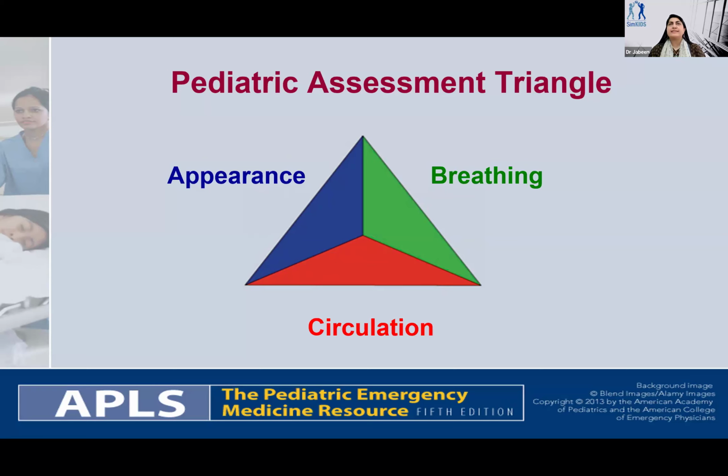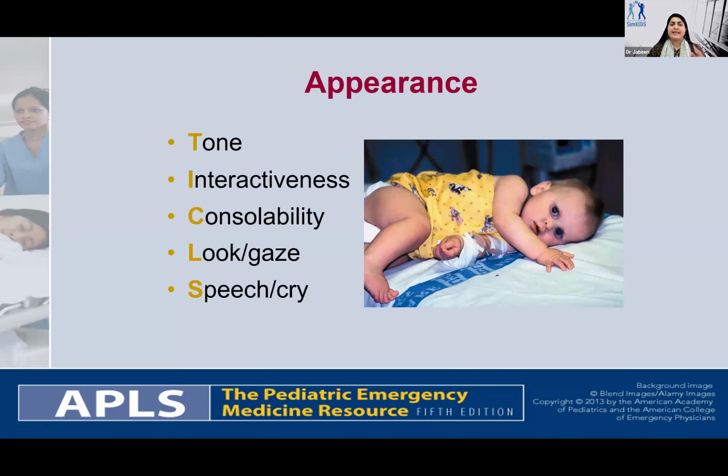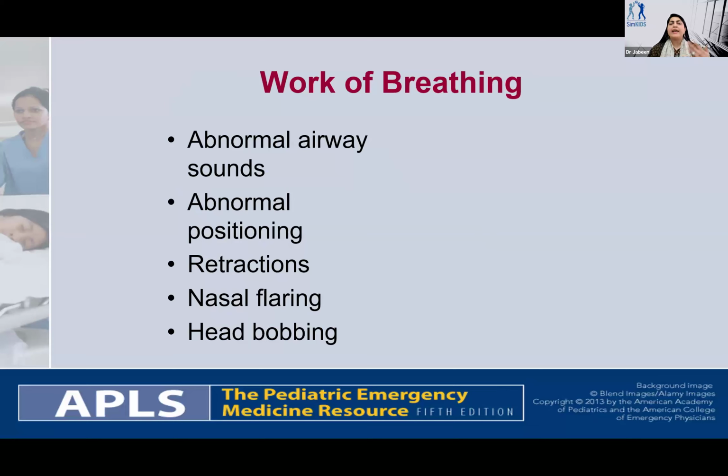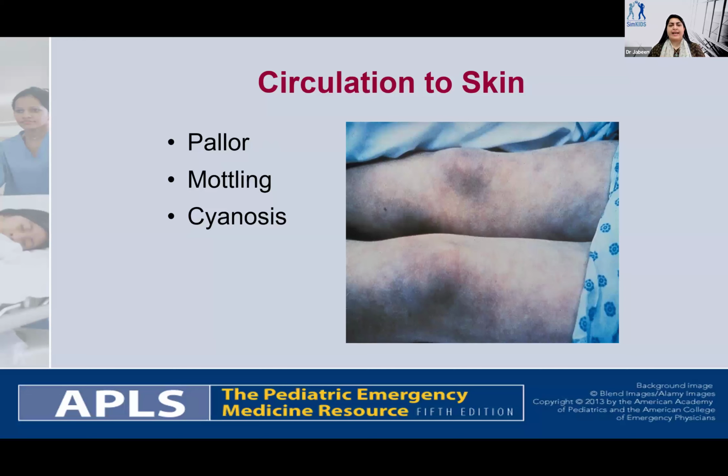Anytime you enter and start assessing a patient, PAT is the first thing you are going to do. In appearance, the mnemonic is TICLS: tone, interactiveness, consolability, look or gaze, speech, and cry. In breathing, you will look at the work of breathing, abnormal sounds, retractions, head bobbing, and in circulation, you will see pallor, mottling, and cyanosis. This is what we talked about in a nutshell, followed by A, B, C, D, E, which is your primary assessment, and the SAMPLE history followed by your head-to-toe examination.